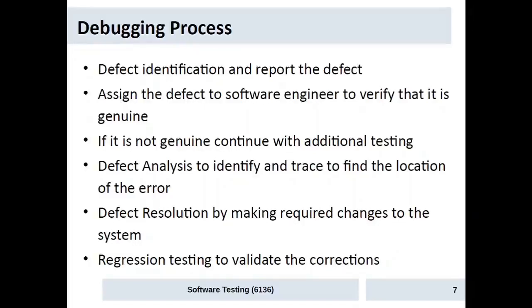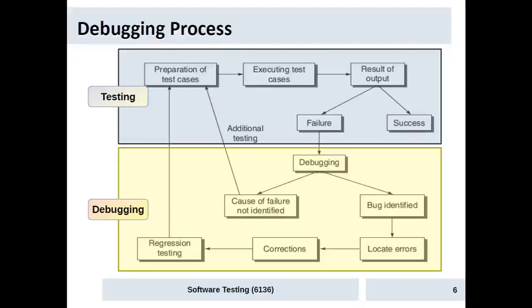Then we need to ensure that the new code or the changes made to the system to fix the errors are correct and are not introducing any new error. In order to verify the correctness, we need to perform regression testing. This summarizes the debugging process as part of the testing.